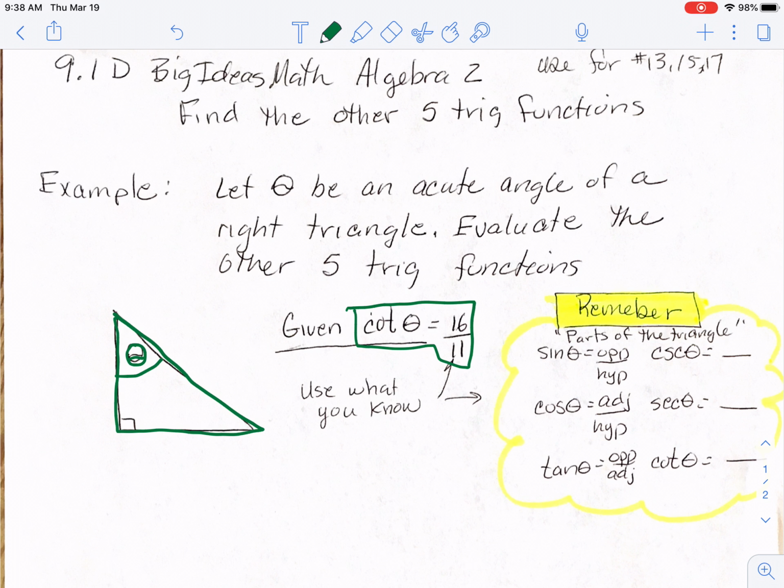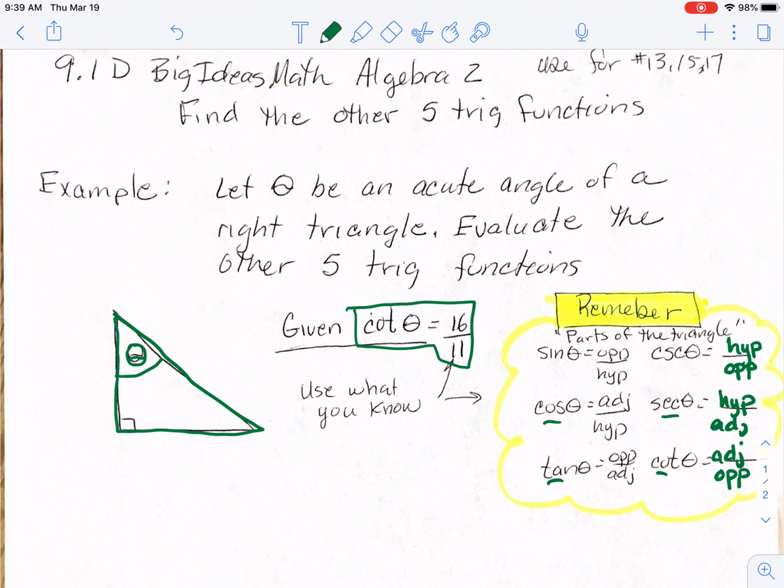We know cosecant is the reciprocal function of sine. So we're going to flip these parts over, and the parts of the triangle for cosecant is going to be hypotenuse over opposite. So you can flip the parts just like you can flip the numbers like we did in the last video. Secant is the reciprocal function of cosine, so I'm going to have hypotenuse over adjacent. And cotangent is the reciprocal of tangent, so we're going to go adjacent over opposite for its parts.